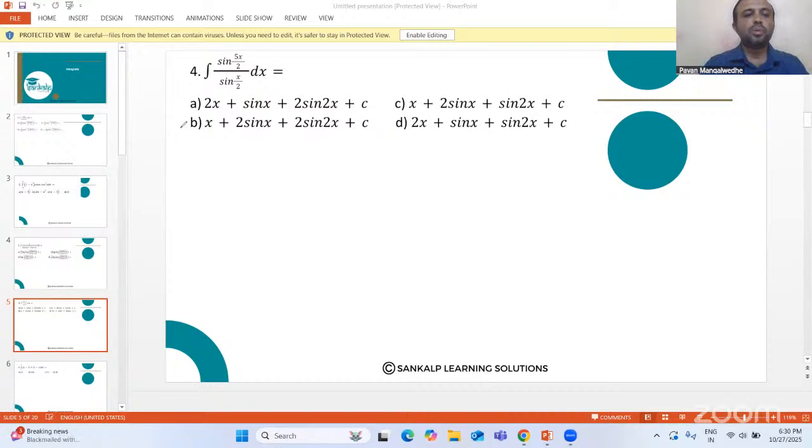These four options are very close to each other. Just try to answer it within 10 to 15 seconds. If you solved it, you can type your answer in the comments. I'll get to know.